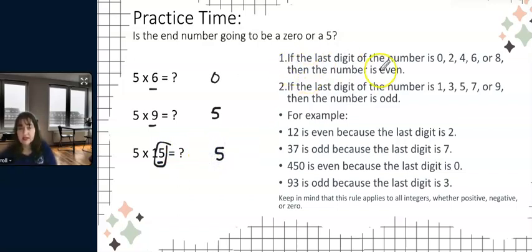So I want to make sure if the last digit is 2, 4, 6, or 8, then the number is even, no matter how big it is. If the last digit is 1, 3, 5, 7, or 9, the number is going to be odd, no matter how big it is. We're only looking at the ones digit. For example, 12 would be 2, so it's an even number. 37 is an odd number because of the 7. 450 is an even number because of the 0, and 93 is an odd number because of the 3. So keep in mind, this rule is for all integers, whether it's positive, negative, or 0.